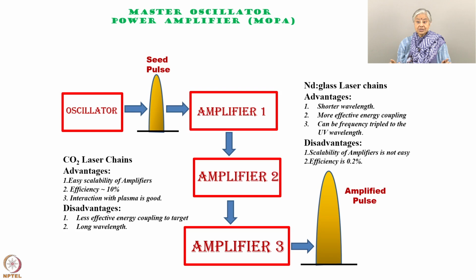And a lot of research has been done on the plasma with carbon dioxide laser chains, and the plasma instabilities have been studied with long pulses of the carbon dioxide laser. So, it has its uses, and much of the physics behind this laser plasma interaction has not yet been fully discovered. So, both are there, but ND glass has become more popular now.